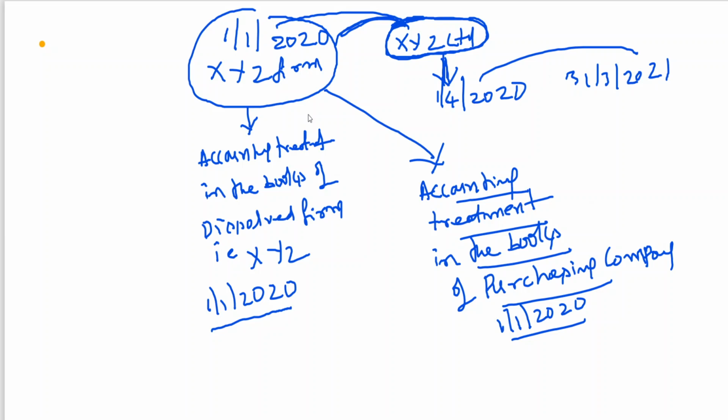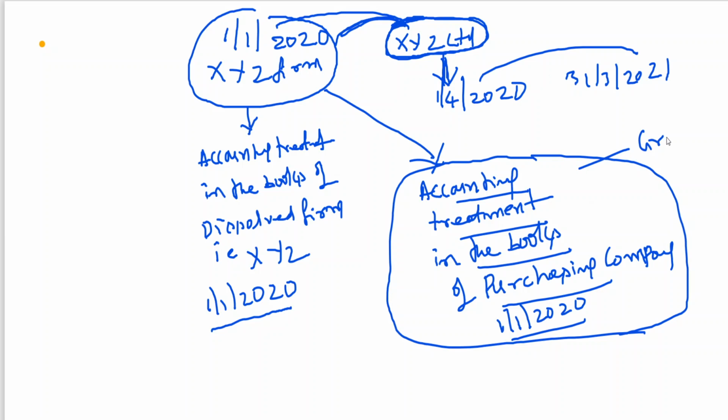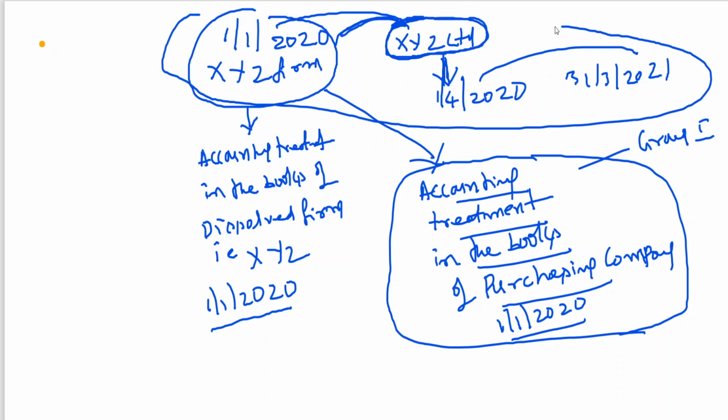Now the same thing, the accounting treatment in the books of the dissolved firm, that is the XYZ partnership firm, on 1st January 2020, was a syllabus topic in group 2. And profit or loss prior to incorporation, this entire topic was also in group 1. So how many topics did you have in group 1? Two. One is entries in the books of the company for acquiring a non-corporate business, which can be a sole proprietor or partnership. The second is profit or loss pre and post incorporation.